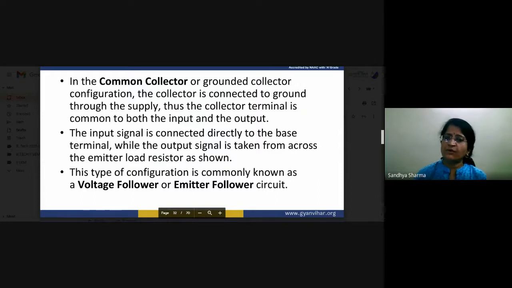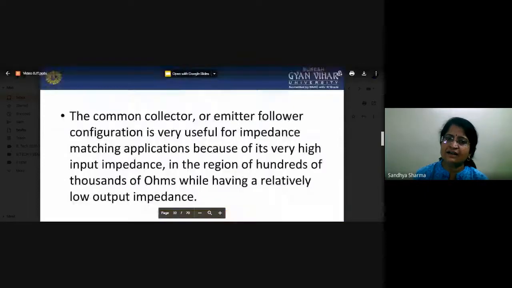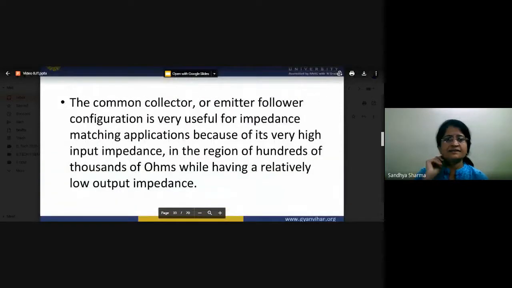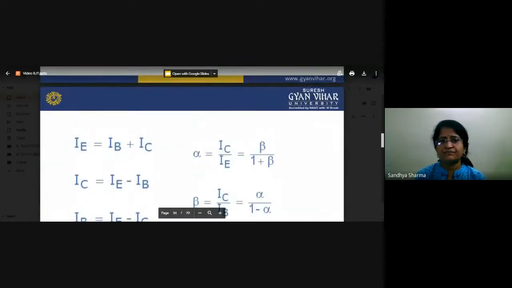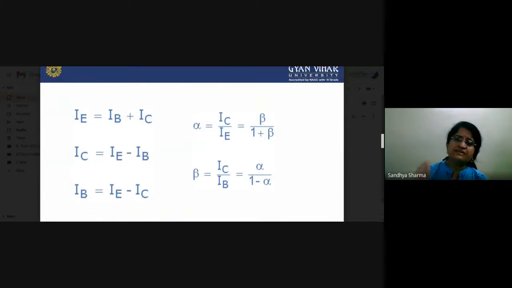It means whatever input you give on the input side, the same signal will be received at the output side. So there is only one application here, impedance matching. The emitter follower, or common collector configuration, is useful only for impedance matching applications. It has a very high input impedance and a very low output impedance, so it works better as an emitter follower for impedance matching, not for amplification purposes. Generally we are not using this for amplification. So this is the basic rule.